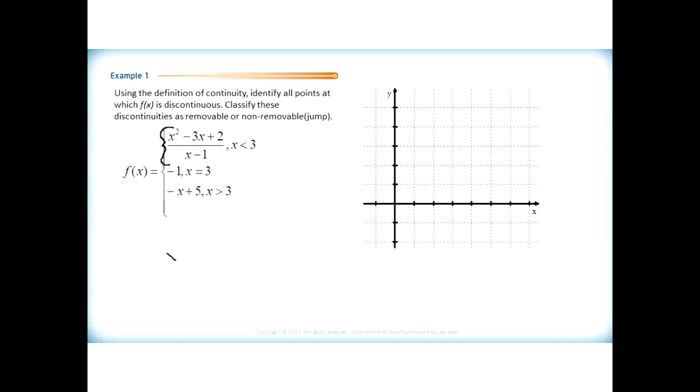So if I factor that out, I'm going to have x minus 2 times x minus 1 in the numerator, all divided by x minus 1 in the denominator. So when x equals 1, we're going to have a point discontinuity. So this first interval, up until we get to where x equals 3, is going to be a linear function with a slope of 1 from this part right here, and a y-intercept at -2.